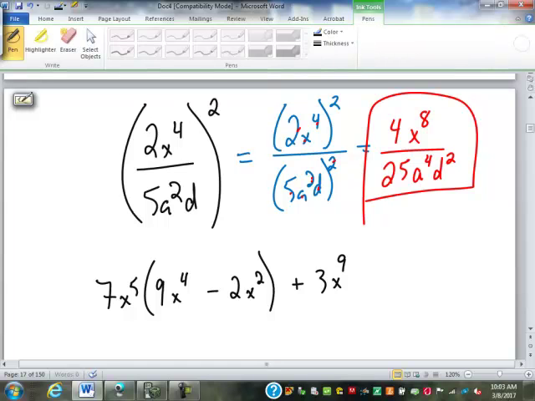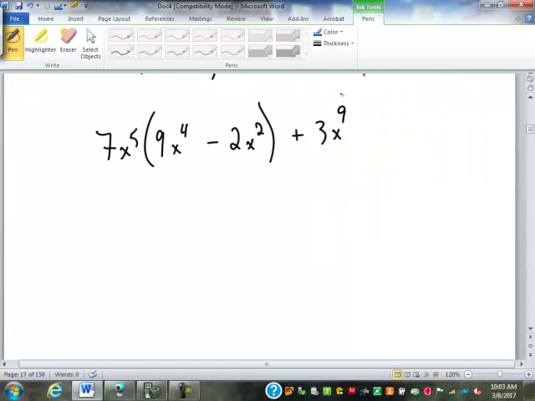So how about something like this? Where do I start? Perfect. We always look at the parentheses, and this time there's nothing we can do inside there. So then we go to, perfect, we multiply the 7x to the 5th through. We distribute it through. So 7x to the 5th times 9x to the 4th. 7 times 9 is 63. X to the 9th. When we're multiplying exponents with like bases, we add powers.